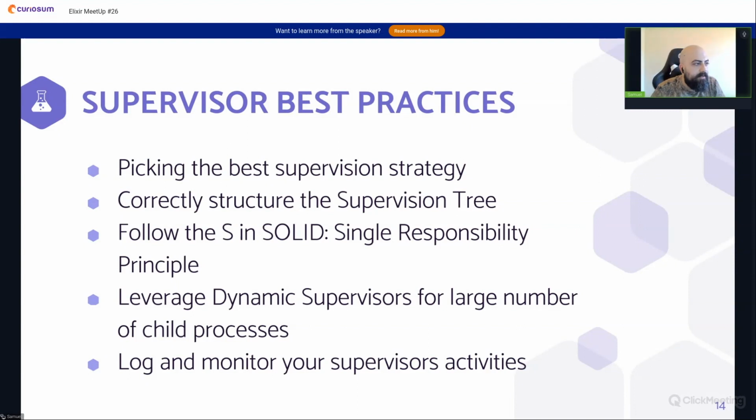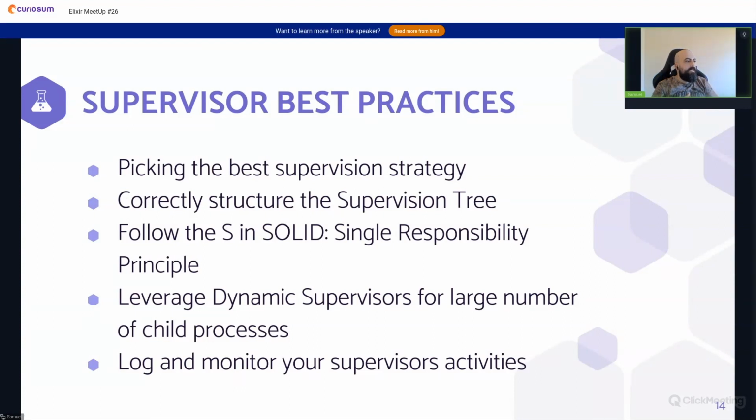And also for supervisors that will have a large number of child processes, it's always important that we think about whether a dynamic supervisor is not best suited for that option.